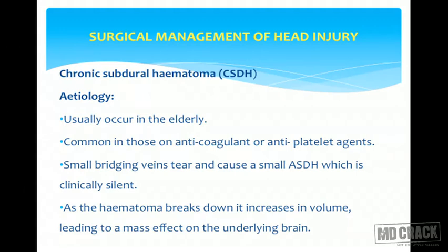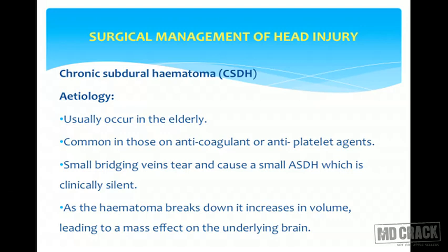We'll see now what the main etiological factor is. They usually occur in elderly people. Why is it so? It is because as the patient grows, the bony calvarium remains static, but the brain undergoes atrophy. So there is more space between the calvarium and brain parenchyma. Whenever there is this larger cavity, the small vessels that bridge it easily rupture and form chronic subdural hematomas. It is also common in those on anticoagulant or antiplatelet agents.